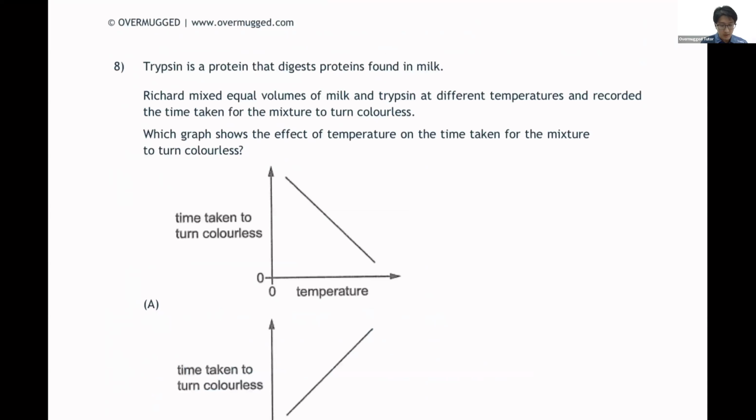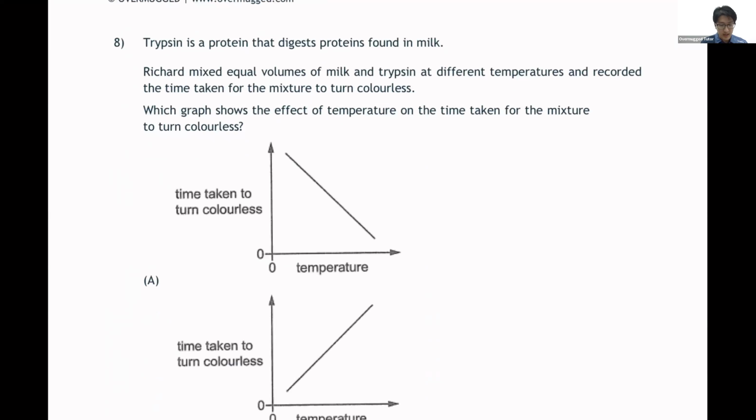Okay, trypsin. This reminds me of another question I saw as well. Trypsin, pepsin, erepsin, this one I need you to remember, especially where they are from. Pepsin is a protease in the stomach. Erepsin is a protease in the duodenum, the small intestine. Trypsin, if you're following the trend, is also a protease. I want you to tell me where it is produced and where it goes to work. Where does it function?